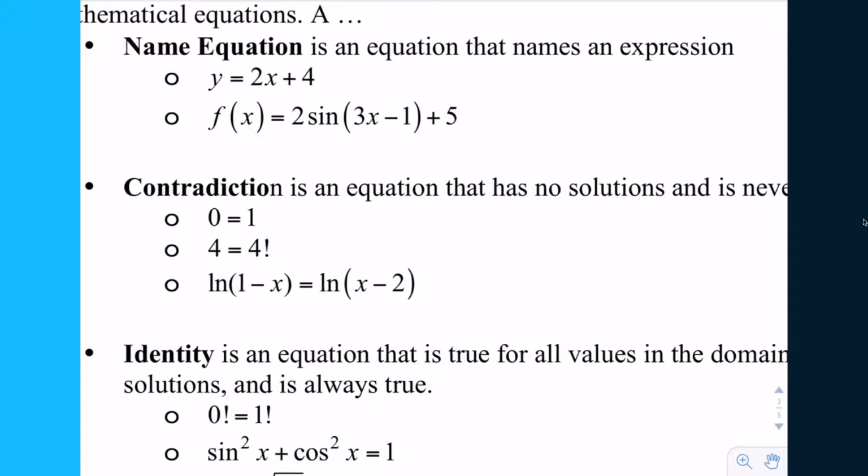So what do we do with the name equation? We don't solve it. We just refer to it. So if you wanted to refer to this giant expression, 2 sine blob plus 5, just give it a name, call it f or f of x, and now you can refer to it as f.